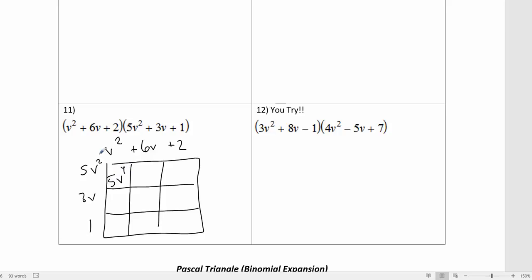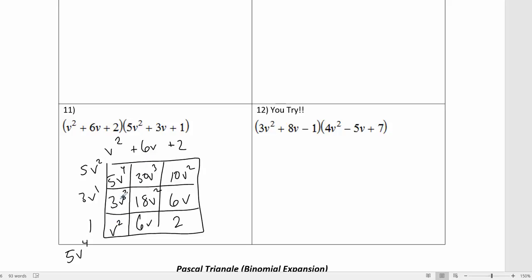5v to the 4, remember 2 plus 2 is 4, and then this is 30v to the 3, this is 10v squared, then this is going to be 3v to the 3, because 1 plus 2 is 3. Then I have 18v squared, and then a 6v. So then this is going to be a v squared, this is going to be a 6v, this is going to be a 2. Now I'm going to, again, combine diagonals. So 5v to the 4 is going to always be there. The first box never is combined with anything else.